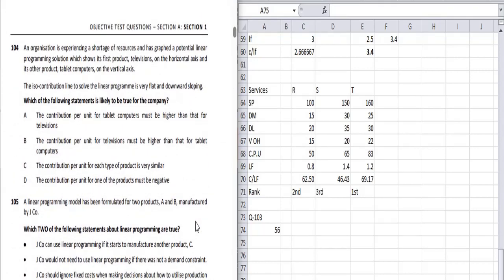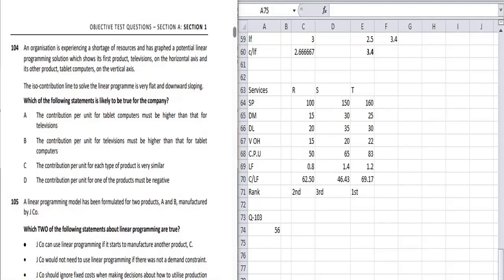Okay, next, which of the following statements is likely to be true for the company? An organization is experiencing a shortage of resources and has graphed a potential linear programming solution, with the first product, television, on the horizontal axis. Horizontal axis means like x-axis, and the other product, tablet, on the vertical axis, means y-axis. So the iso contribution line to solve the linear program is very flat and downward sloping. So which of the following statements is likely to be true for the company?